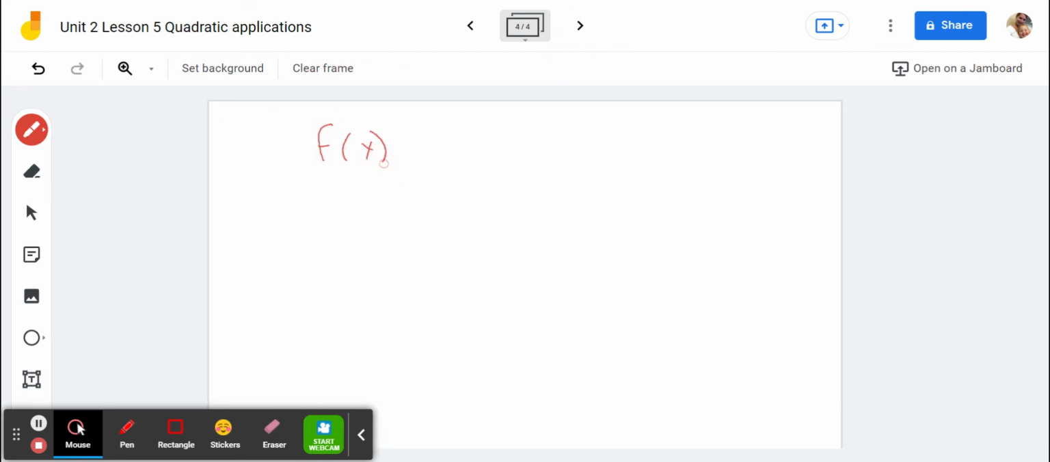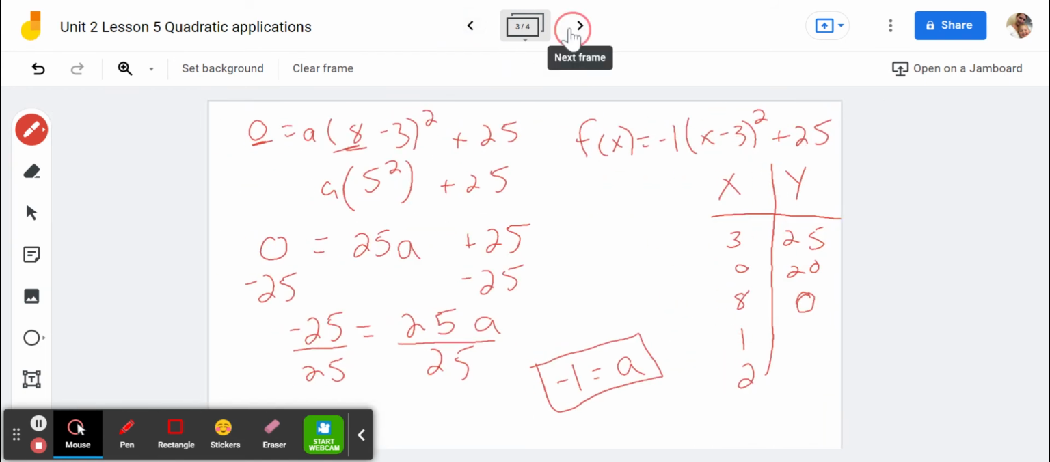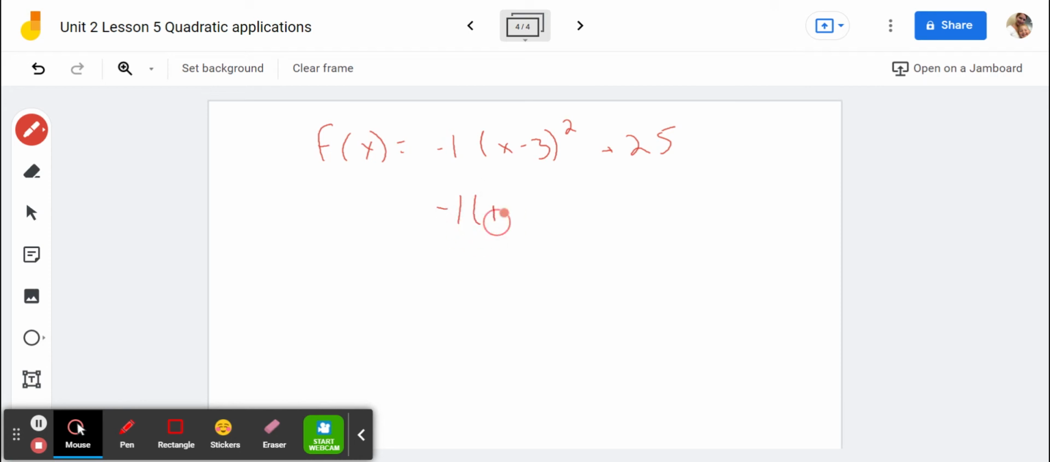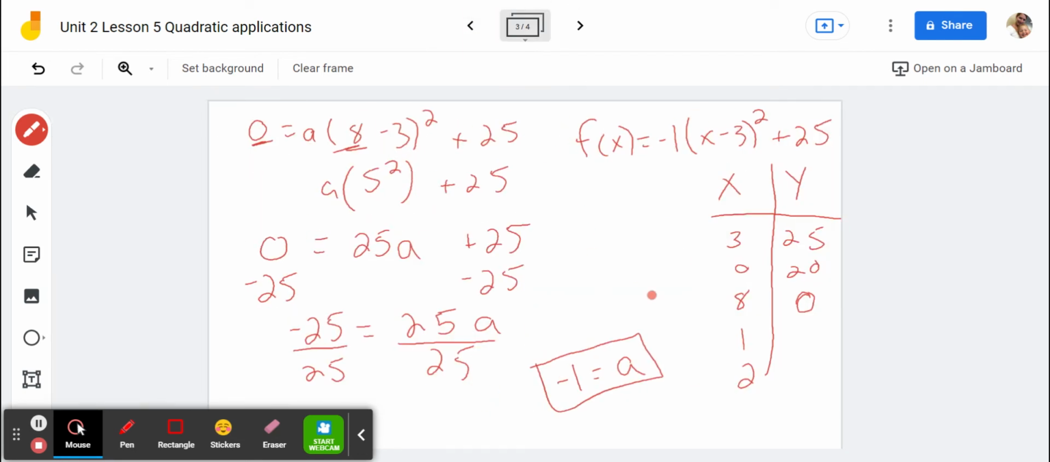So my equation is f of x equals negative 1 x minus 3 squared plus 25. So first thing I'm going to do is I chose 1, right? So I'm going to substitute 1 in for my x. So now I have negative 1, 1 minus 3 squared plus 25. Inside the parentheses first, so 1 minus 3 is negative 2 squared minus 1 plus 25. And you see me interchanging this 2 inside or outside the parentheses. It doesn't matter as long as the parentheses have already been solved. All right, so negative 2 squared is negative 2 times negative 2, which is 4. 4 times negative 1 is negative 4 plus 25. So now I have negative 4 plus 25, which is 21.